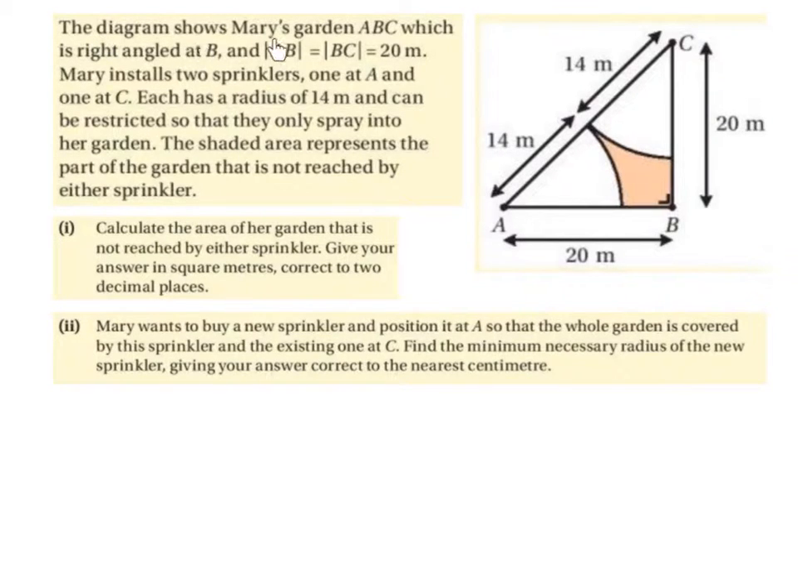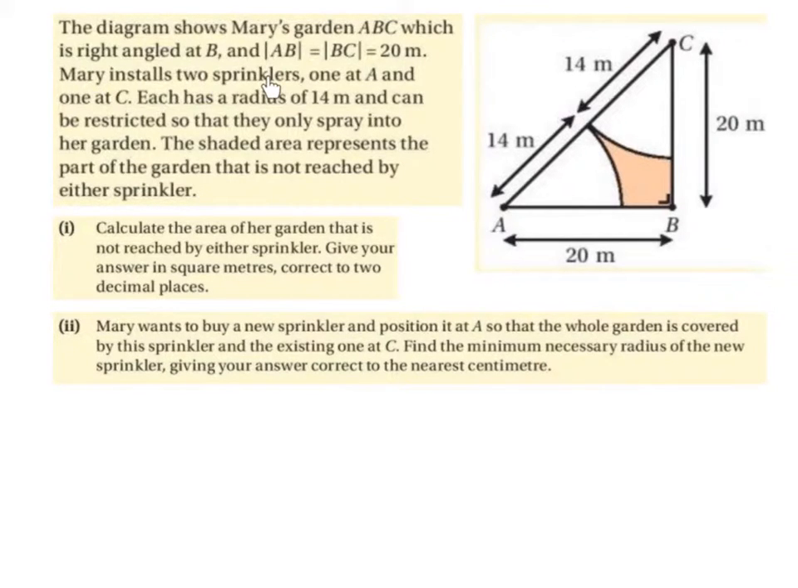The diagram shows Mary's garden, ABC. It's in the form of a triangle, which is right angled at B. So there's our right angle, our 90-degree angle at B. And the distance from A to B is equal to the distance from B to C, which is equal to 20 meters.